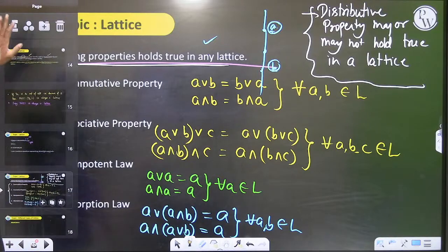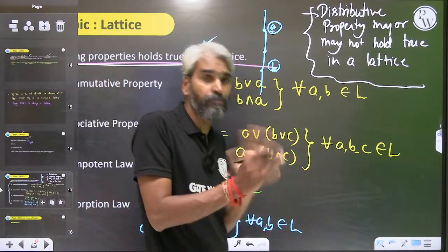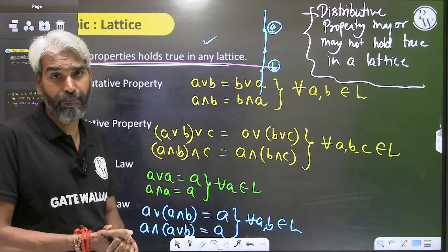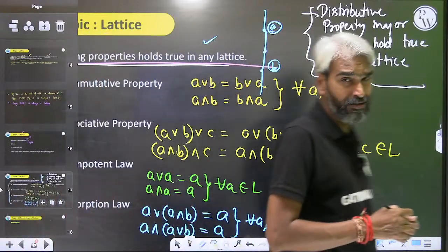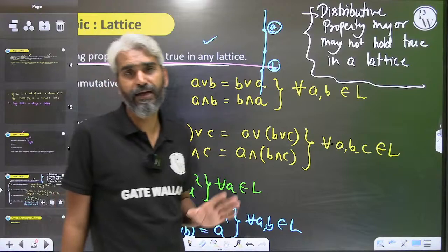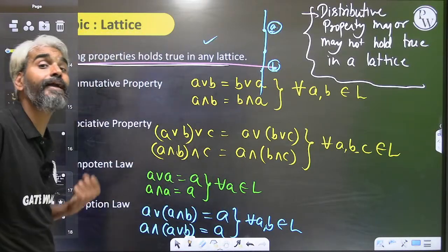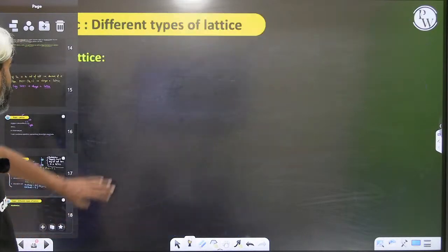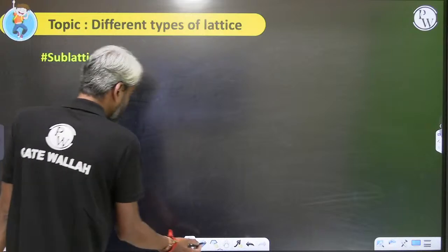So anyway, we have revised the concept of the Hasse diagram. We have understood the concept of least upper bound and greatest lower bound of a pair of elements in a poset. Today, we introduce the concept of a lattice, that is a poset in which the least upper bound as well as the greatest lower bound exists for every pair of elements. Now, we try to understand the different types of lattice. The very first thing is sublattice.